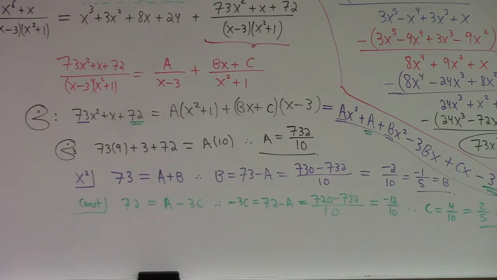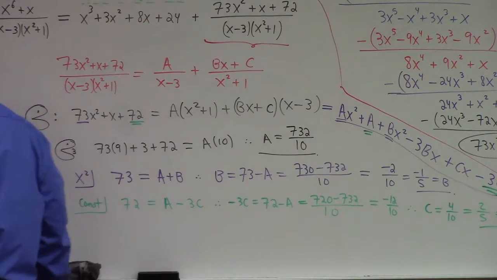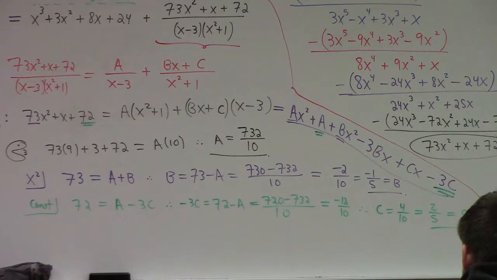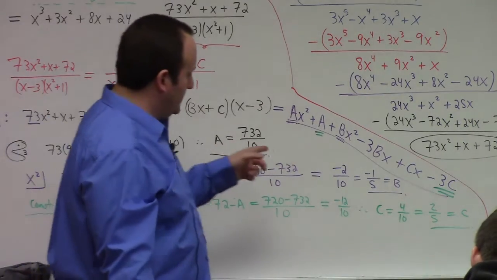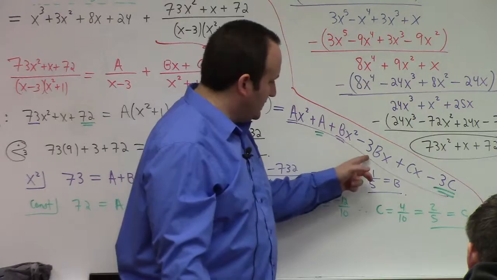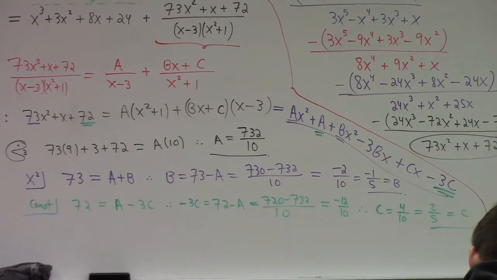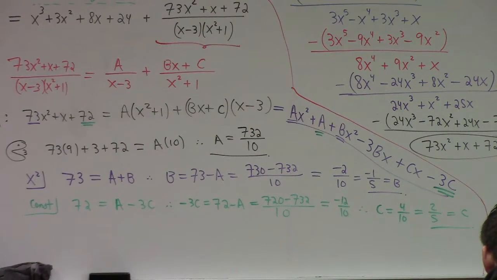Yes, sir. Now, could you have also looked at the x term? Yeah, sure. You'd get 1 is equal to minus 3b plus c. Yeah. You have choices. We could have even differentiated the Pac-Man and plugged in a number, or we could have plugged in different numbers. I mean, there's so many different ways to solve these equations.